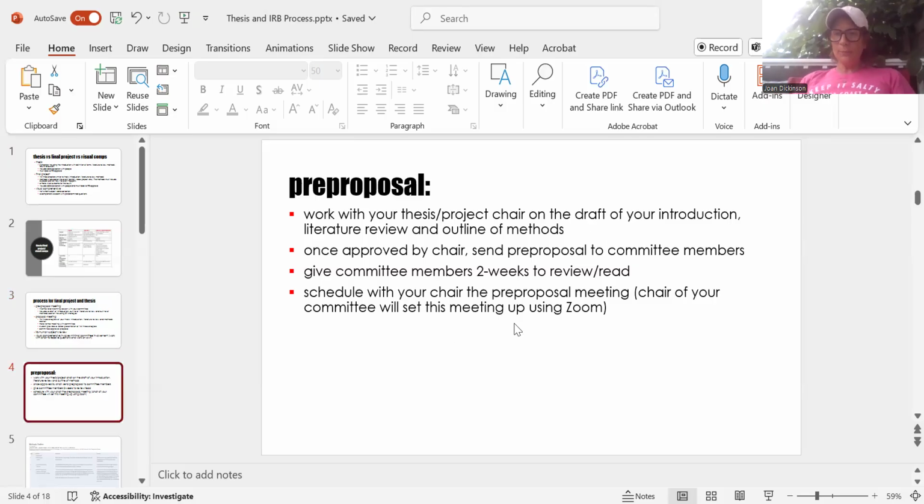So let's look at the pre-proposal in a little more detail. You work with your chair. It's a draft, again, of your introduction, literature review, and methods. Sometimes the methods are in an outline format, sometimes they're not.